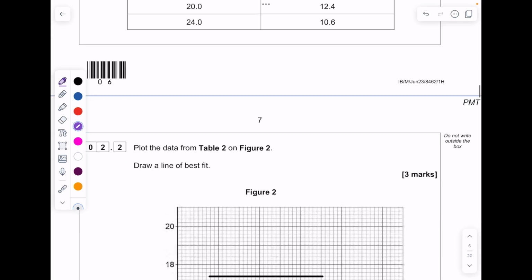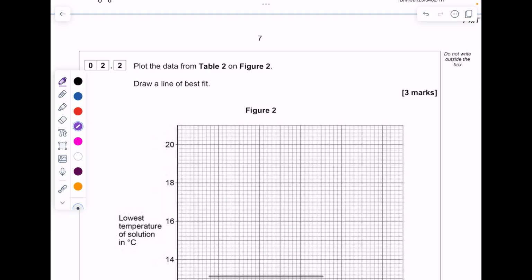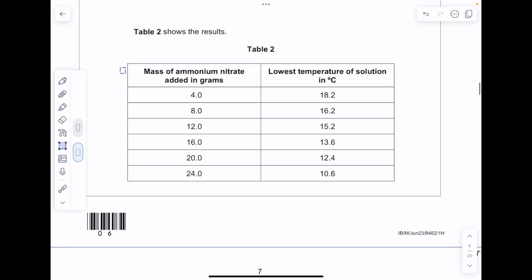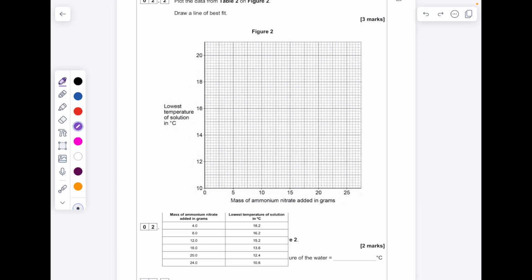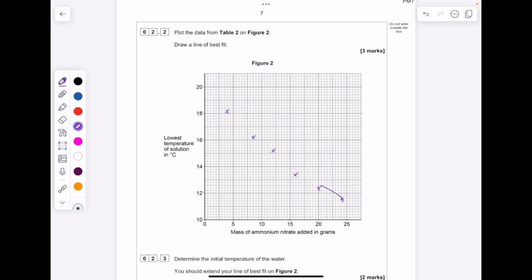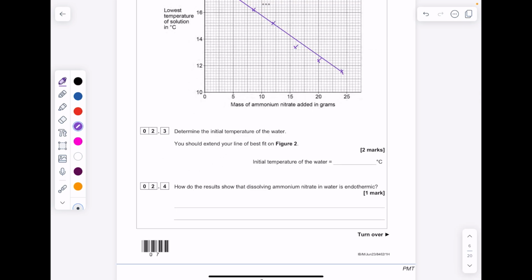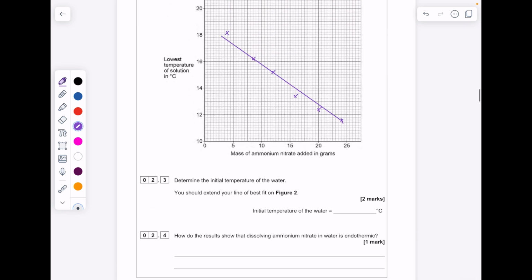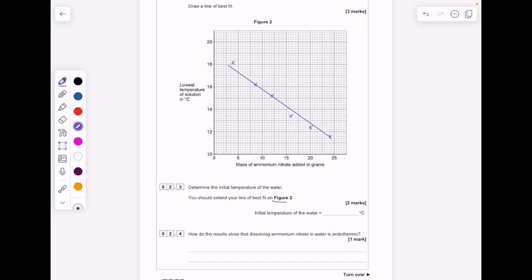Table 2 shows the results. Plot the data from Table 2 on Figure 2 and draw a line of best fit. Let's take the data. Let's draw a line of best fit. Determine the initial temperature of the water. You should extend your line of best fit on Figure 2. Follow the instructions. It's telling us to extend our line of best fit, so that's what I'm going to do here. So we're looking at this temperature right here. We can see that we start at 18.8. Obviously, it will vary depending on your line of best fit.